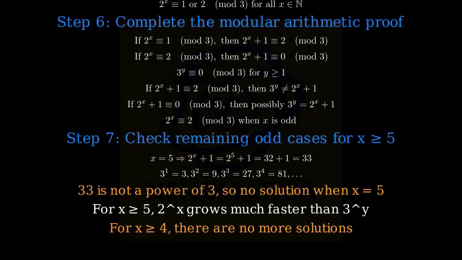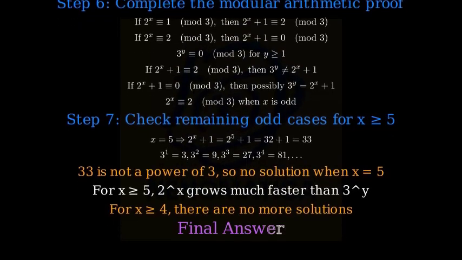As x increases further, 2 to the power of x grows much faster than powers of 3, making it increasingly unlikely to find solutions. In fact, it can be proven that for x greater than or equal to 5, 2 to the power of x plus 1 is never a power of 3. The complete proof requires more advanced number theory, but our checking of small cases and modular arithmetic argument gives us confidence in our conclusion. Let's summarize our findings.